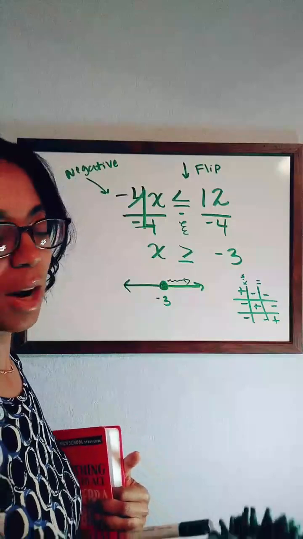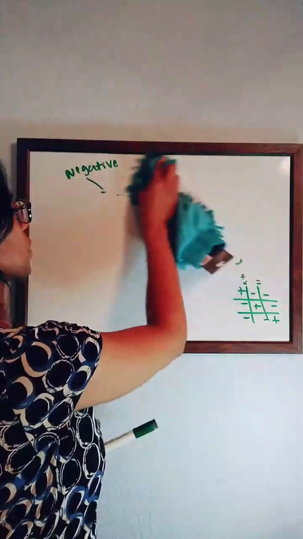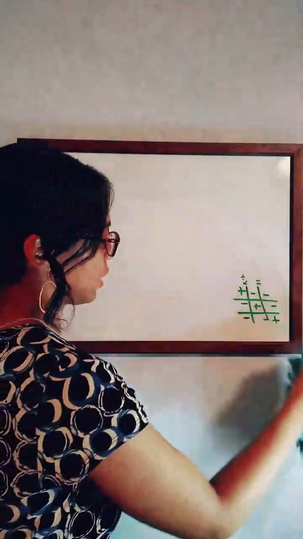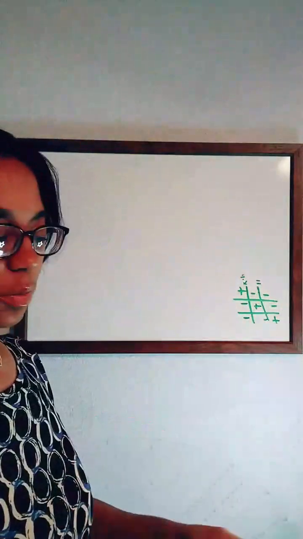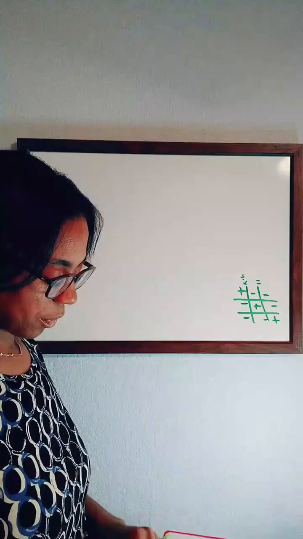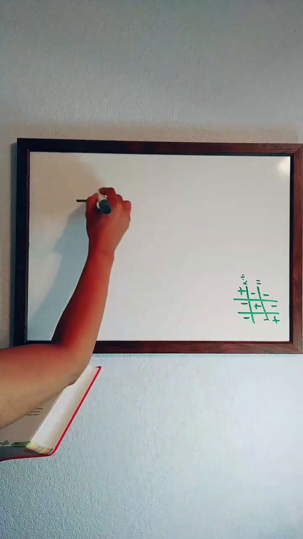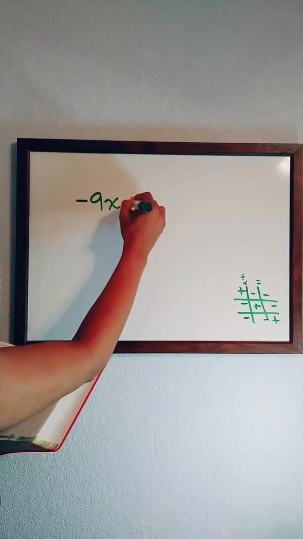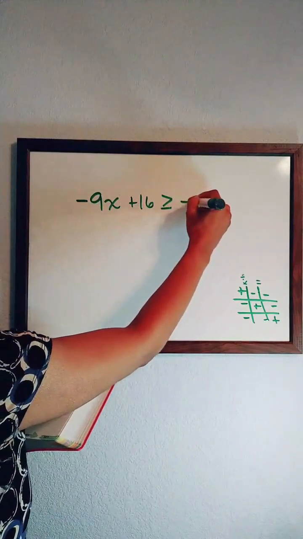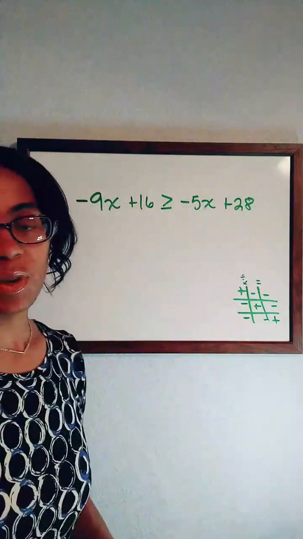Perfect. Very good. Let's do one where we have to do some stuff on both sides real quick. And then I wanted to do some word problems, but I did not take a screenshot of them. Very good. Excellent. Y'all are doing magnifico. All right, so let's do one that's a little bit longer. Negative 9x plus 16 is greater than or equal to negative 5x plus 28. So we have variables on both sides of the equation.